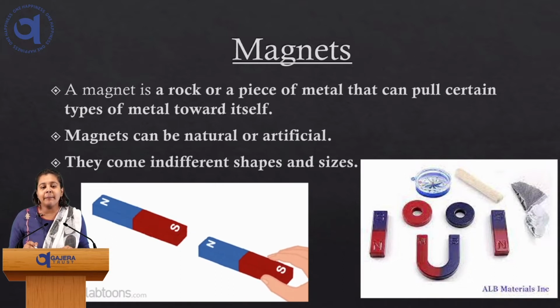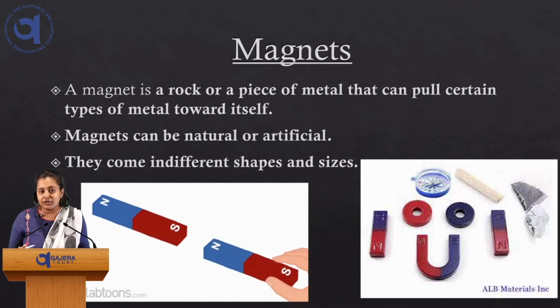A magnet is a rock or a piece of metal that can pull certain types of metal towards itself. That means a magnet is a kind of rock or a piece of solid substance which will pull certain metal materials towards itself. Now this magnet can be natural, like magnetite which we can find lying on the ground, or artificially made, which can be made in the factories or laboratories.